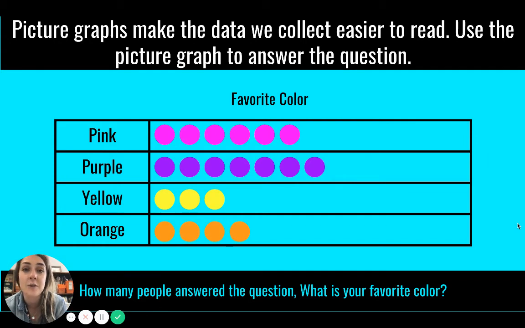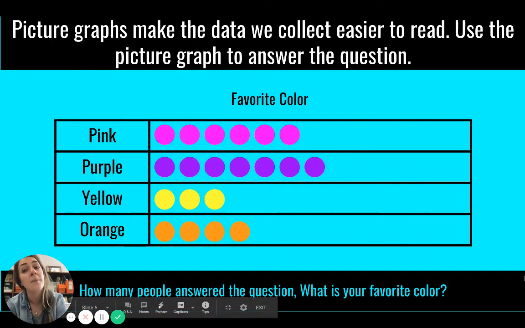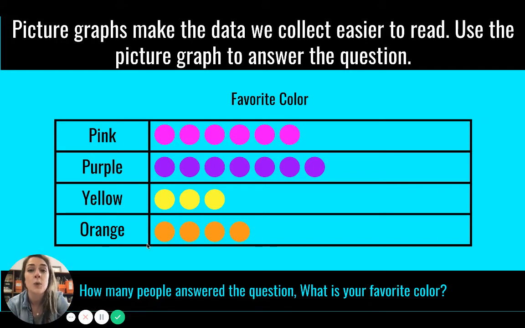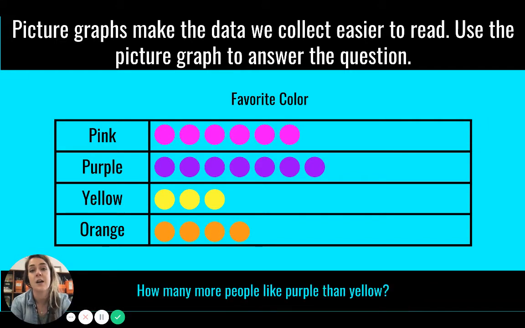All right, on the count of 3, tell me your answer. 20. I counted up all my pink plus all my purple plus all my yellow plus all my orange, and I got the answer of 20. 20 people answered, what is your favorite color?